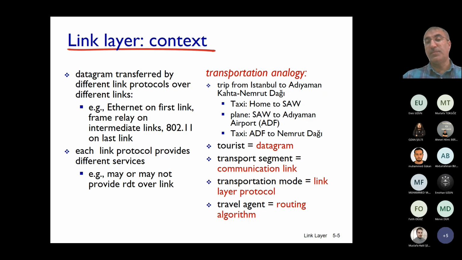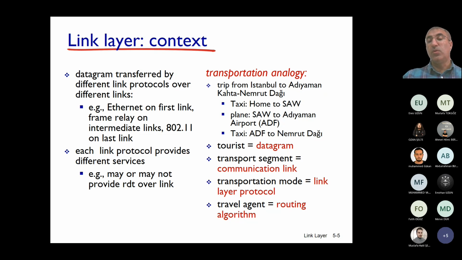When you land at this Adıyaman airport, you need to take a car or shuttle, whatever, a taxi from the Adıyaman airport to the Nemrut mountain. So in this example, what we are trying to carry is the tourist. We are trying to carry tourists from Istanbul to the Nemrut mountain. So this is equal to a datagram in the network. And the transport segment in this case can be a taxi, an airplane, a shuttle, and so on. And this is equal to a communication link in the network.